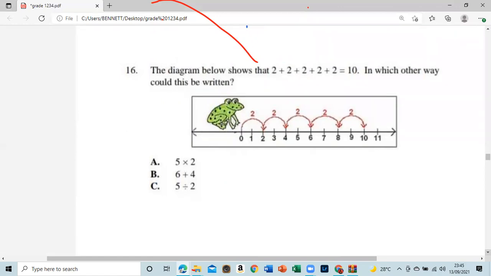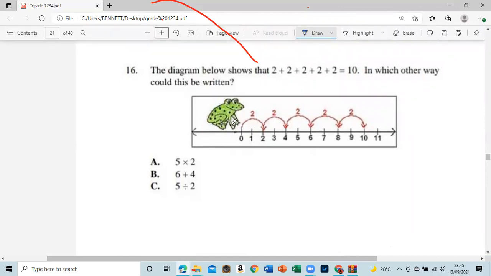Now this question is a little bit tricky, but students, you have to observe what they gave you. Let's see how many times you jump. 1, 2, 3, 4, 5. So you jump 5 times. How many are they going by? Is it 1 or is it 2? So guys, even though 6 and 4 is 10, it is actually 5 times 2, because you jump 5 times and you jump 2 places.